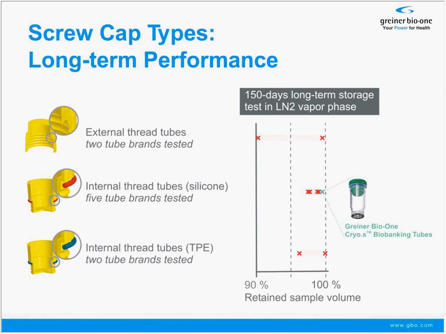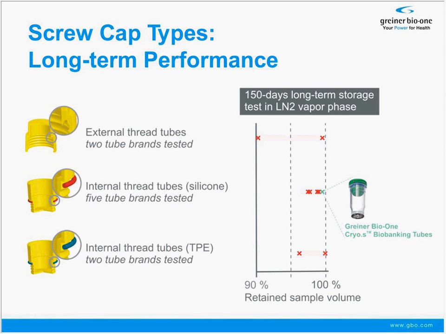The 2 other groups of screw caps, both internally threaded tubes with screw caps, come with a flexible material and they yield pretty good results. Intriguing is that the silicone class has the most narrow variation, and all the tubes we have tested there, all 5, yielded pretty good results. We found Greiner Bio-One's biobanking tube the best performer in this group.